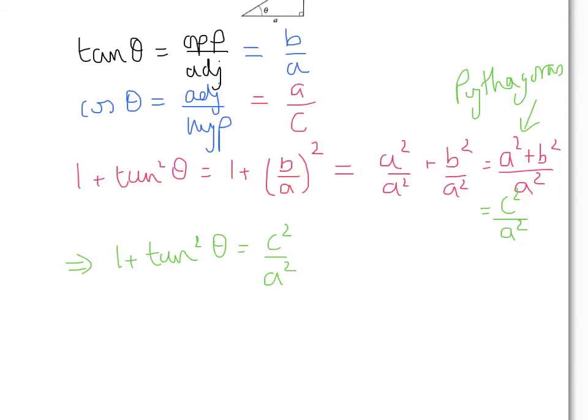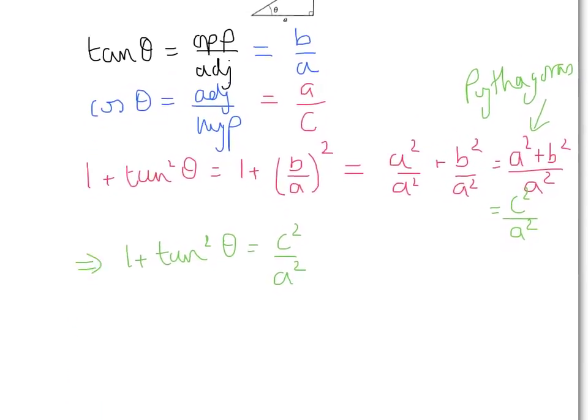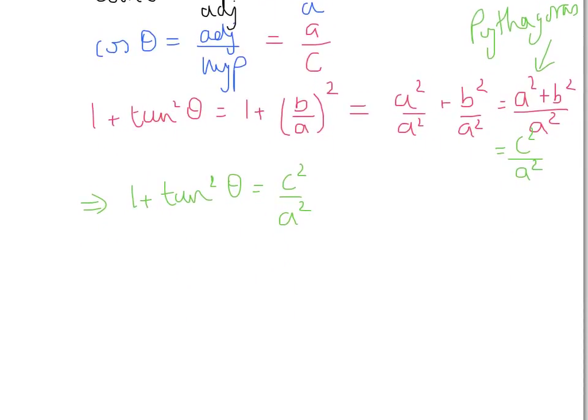Let's go back to the original question, look at what we're trying to prove. So we've worked on this side and we've got to a particular point. Let's work on this side and see what that gives us. We're now trying to work on 1 over cos squared theta. If you look back at what we did before, we said that cos theta is A over C, which means that cos squared theta is A squared over C squared.